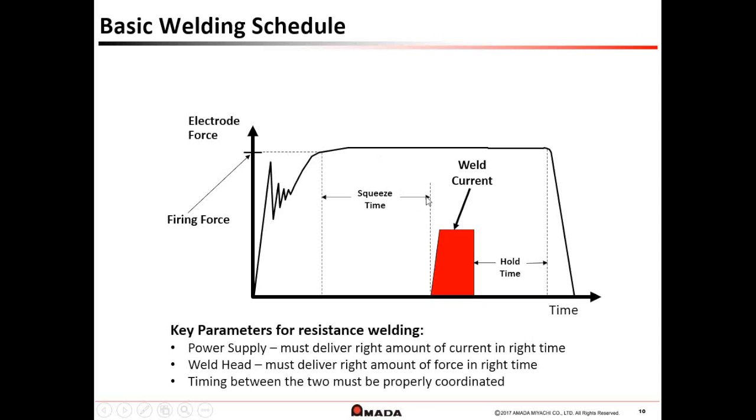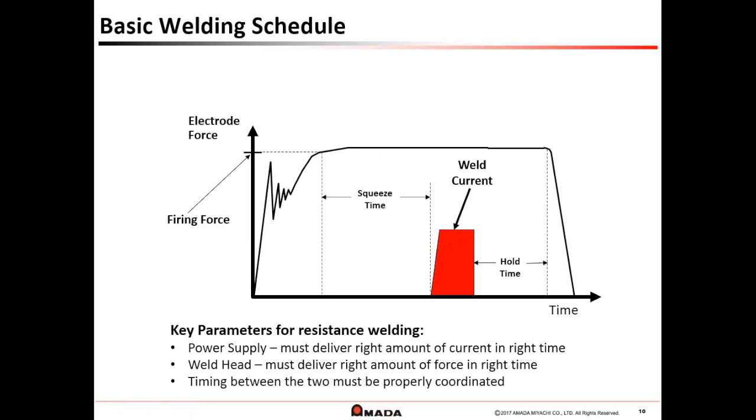After our squeeze time has elapsed, we go ahead and fire the weld current. Weld current completes its weld pulse, and at the end of the weld pulse, we enter a hold period. At this time, the weld head is still holding on to the parts. It's cooling the parts, and this is where we build our strength into our joint. Key parameters here, again, from the power supply, it must deliver the right amount of current in the right time, and our weld head must deliver the right amount of force in the right time. The timing between the two must be coordinated very properly, very important that we don't fire that energy as force is still building.